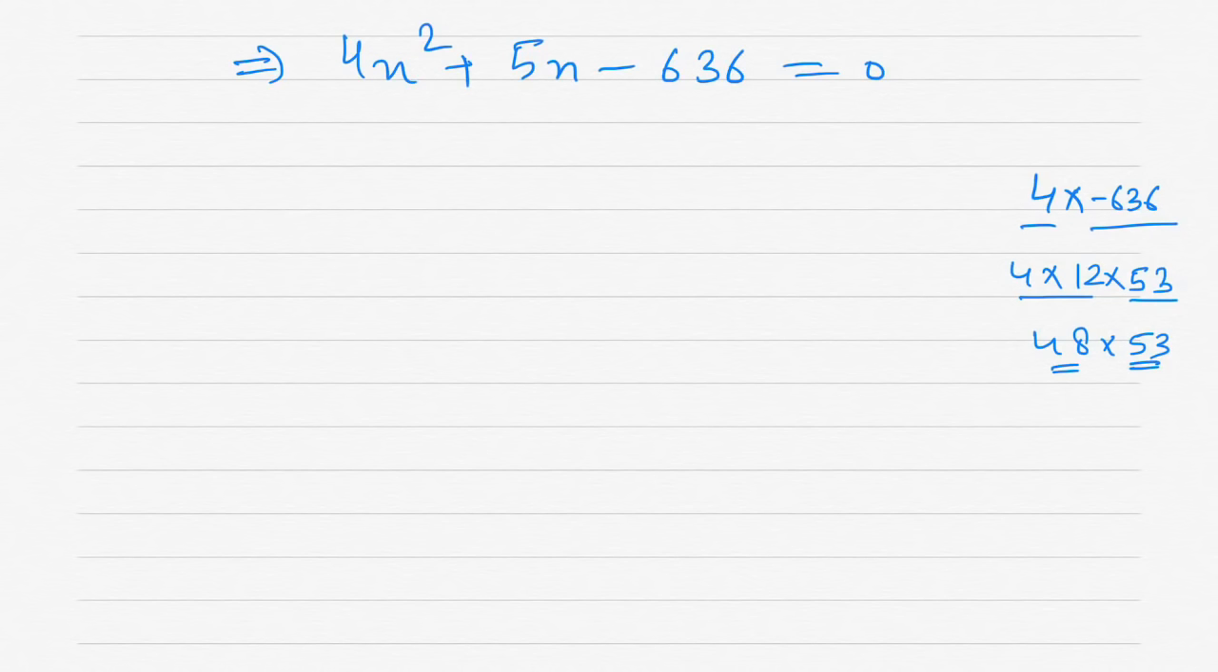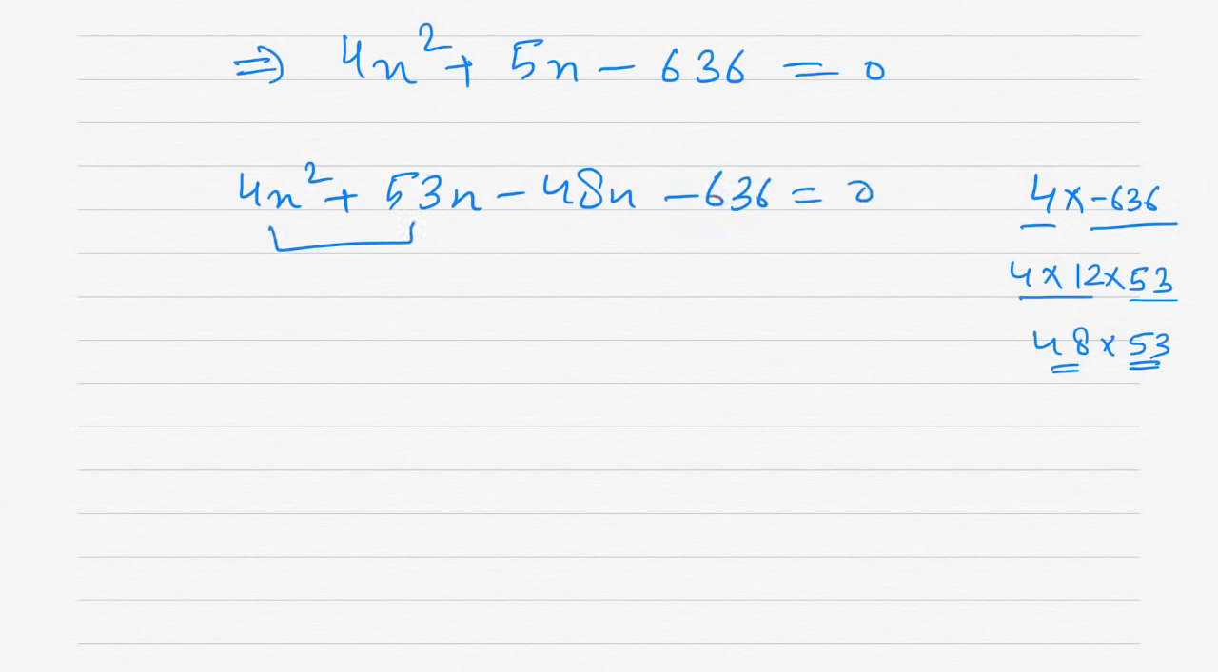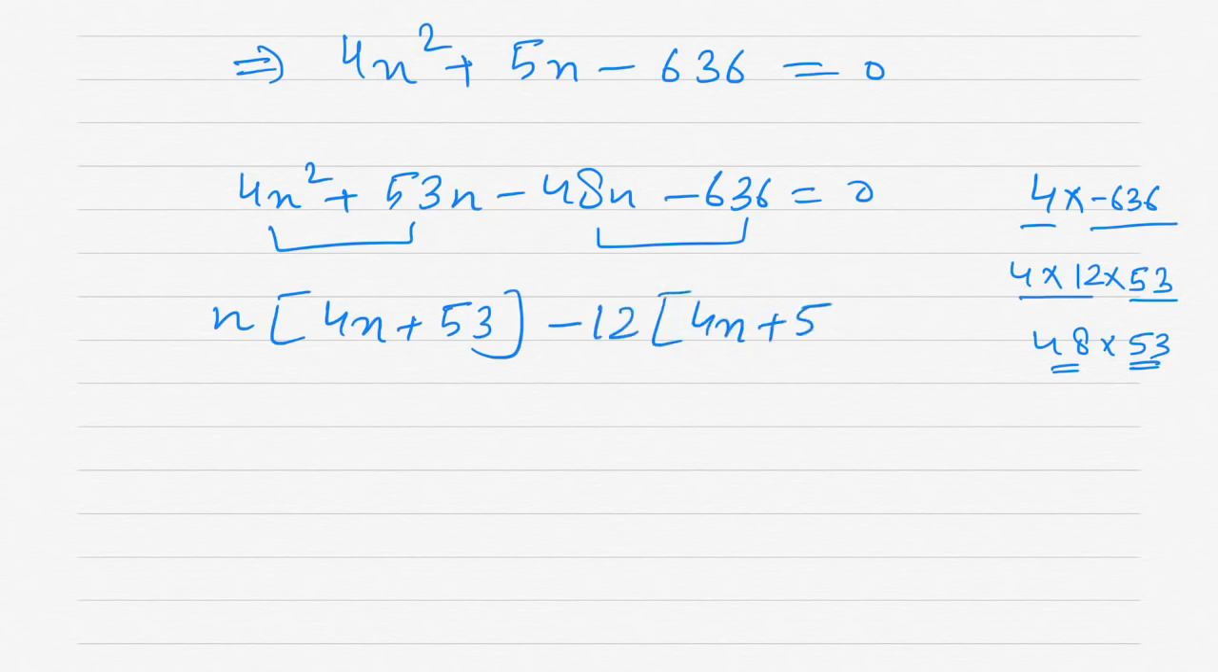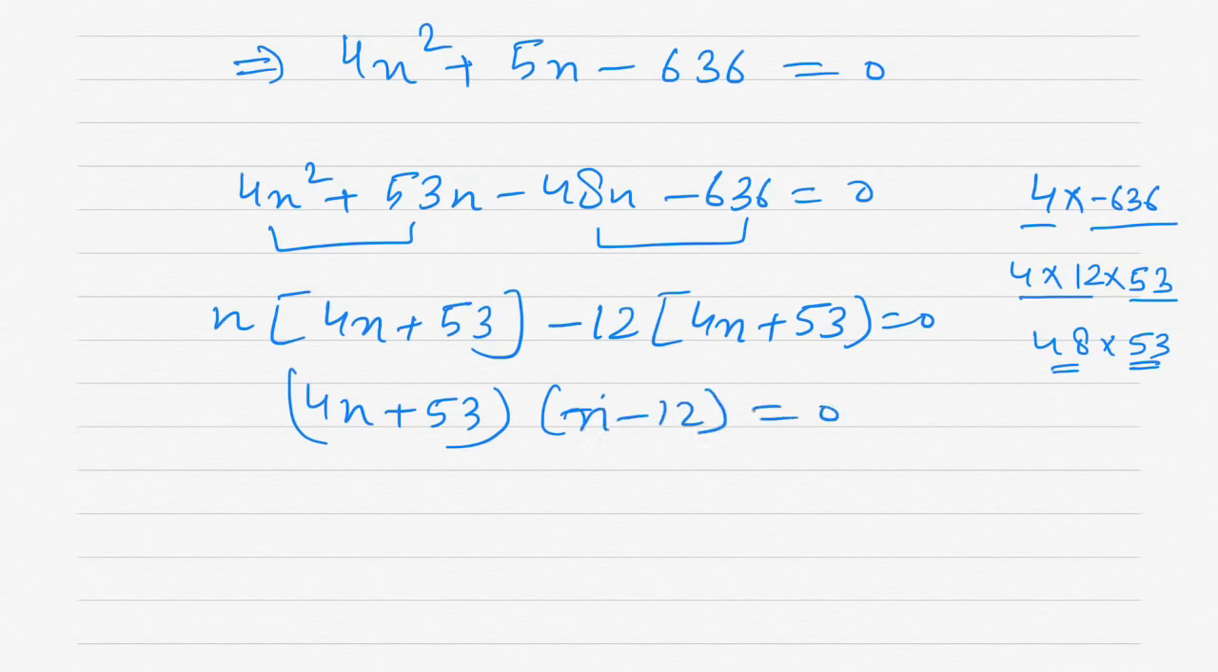So let us use this method, splitting of the middle term. I can write 5n as plus 53n minus 48n minus 636 is equal to 0. Now from the first two terms I can take n common, so it is n into 4n plus 53. From the last two terms I can take minus 12 common, 4n plus 53. So the factors are 4n plus 53 and n minus 12 is equal to 0.